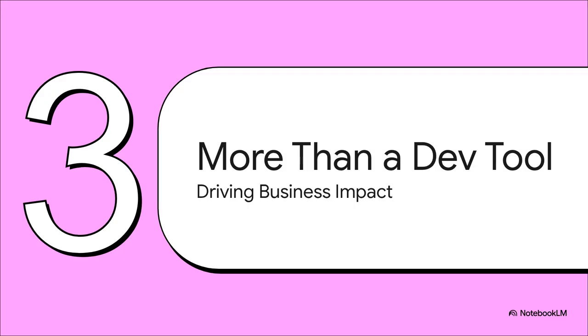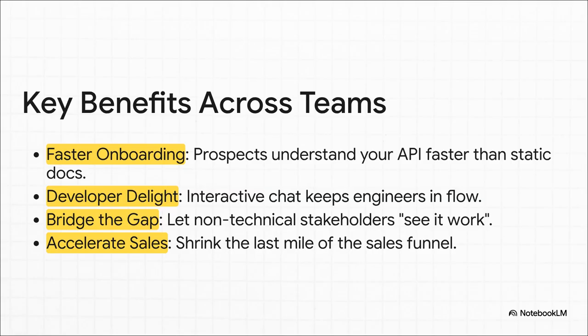Because while this technology is obviously a dream for developers, its impact goes way, way beyond the engineering team. This is a business tool, through and through. This is where you see the business impact light up. Just think about a sales call. Instead of clicking through a PowerPoint, imagine letting your prospect, whether they're the CTO or a non-technical project manager, just talk to your API. They see what it does, they understand its value, in minutes. It completely bridges that gap between the buyer and the developer and makes your product instantly tangible. It's a game changer for sales.